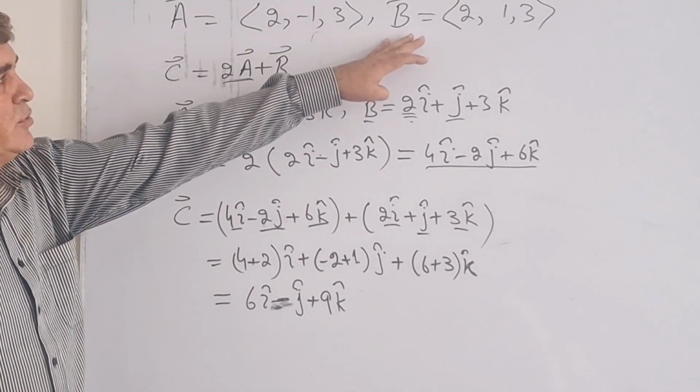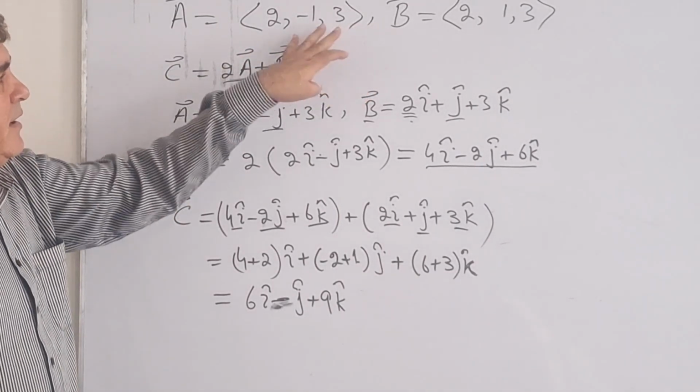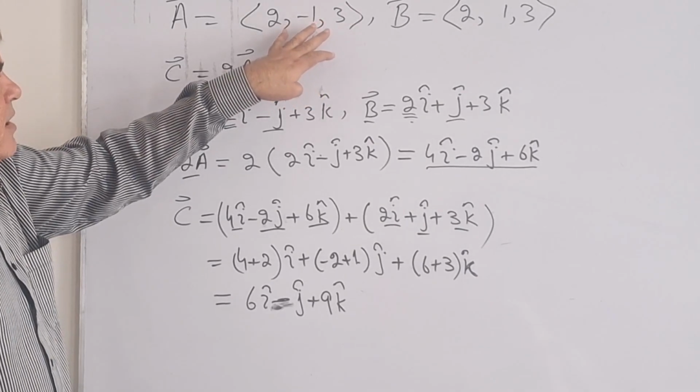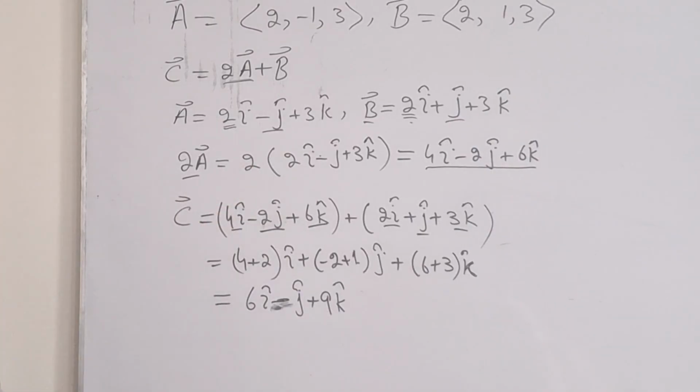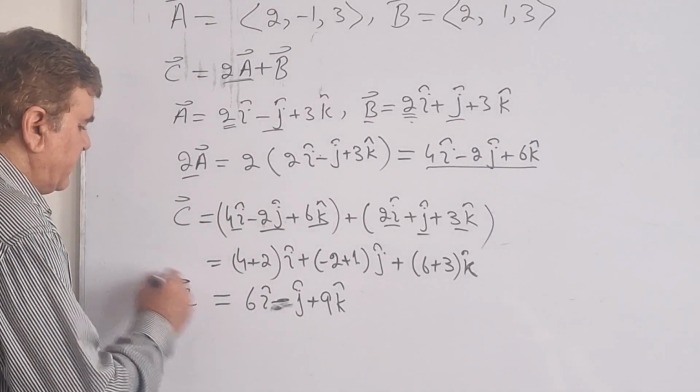So we can follow this procedure either in the form of triple numbers or in the form of unit vectors. So these are the two different approaches.